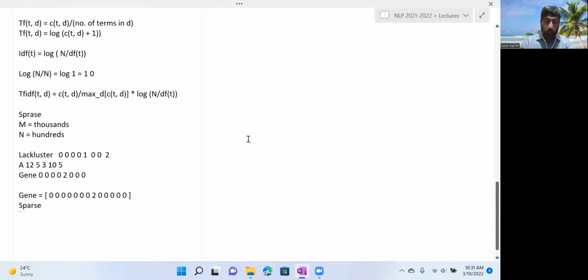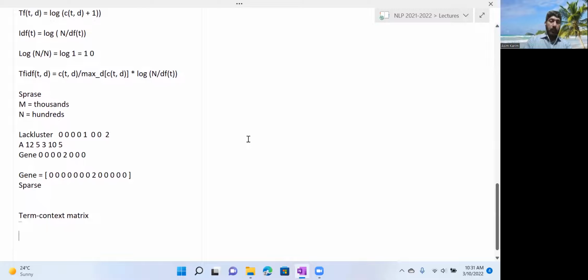Now let's move on to another, which is the term matrix. In general, let me start with the term-context matrix. Again, we have a 2D structure. We have terms as rows and contexts as columns. So context could be any unit of interest of running text.